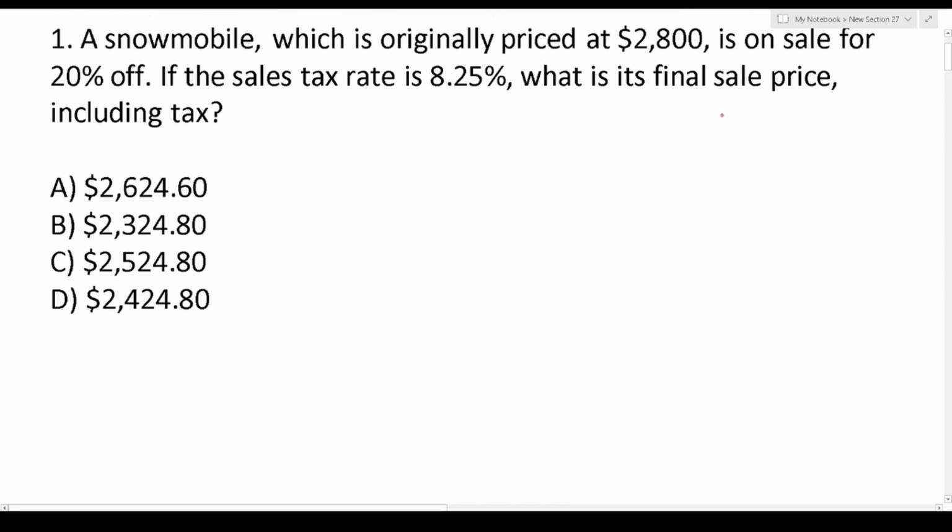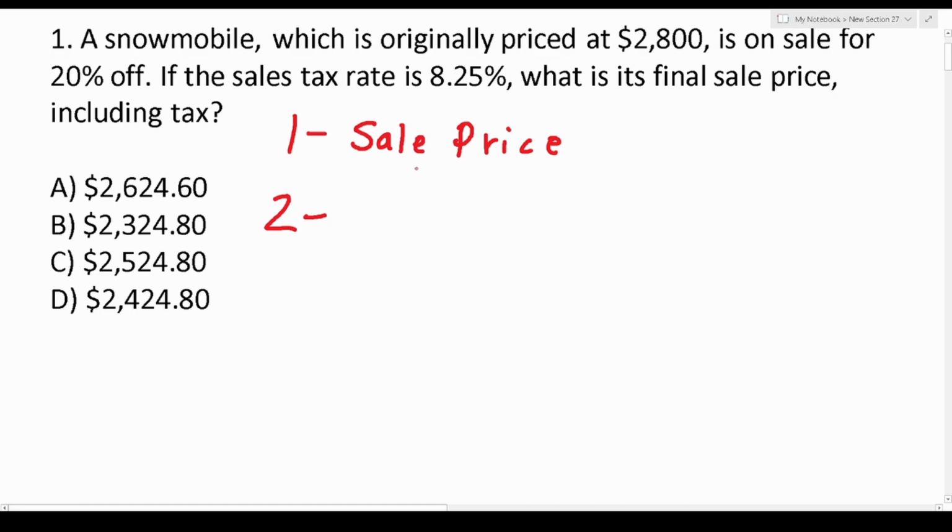All right, so this first question says, a snowmobile, which is originally priced at $2,800, is on sale for 20% off. If the sales tax rate is 8.25%, what is its final sales price, including tax? For this one, we have to do quite a few steps to figure out what the final sale price is going to be, including tax. The very first thing you have to do is calculate the sale price with no tax on it whatsoever. So that's what we're going to do first.